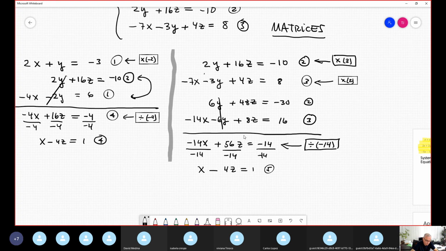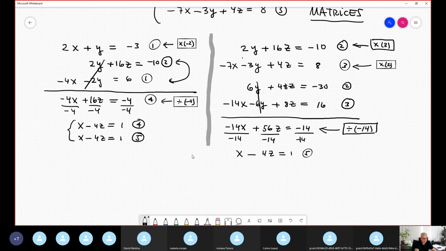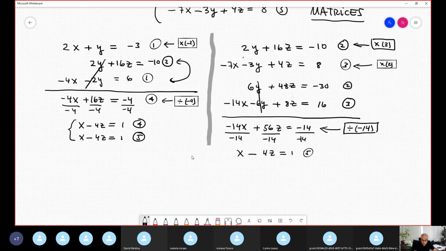This is x. I got it wrong on my paper. x minus 4z equals 1. Wow. Something weird happened here. When you put together 4 and 5, you see that they are identical, no? So what is the interpretation of this? What do you expect can happen when you solve this system, 4 and 5? Infinite solutions. Excellent. When you see an identity, this is true always. This is infinitely many solutions.